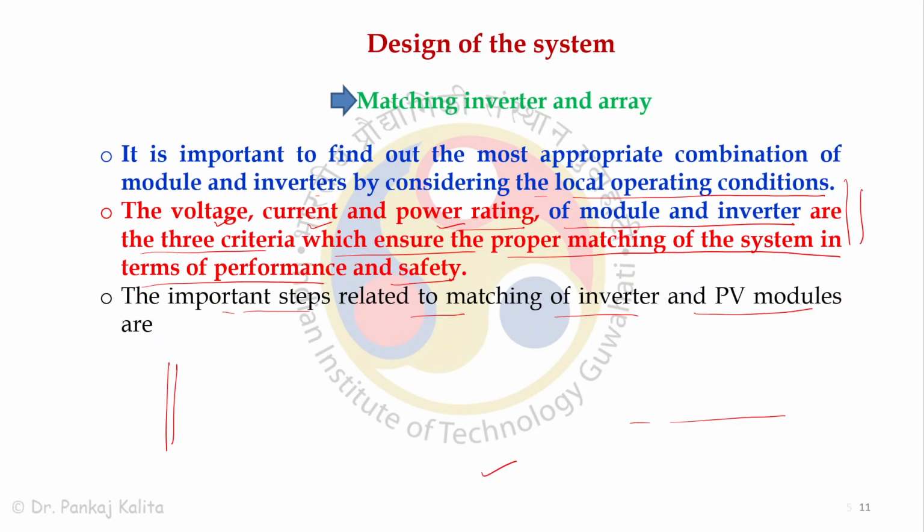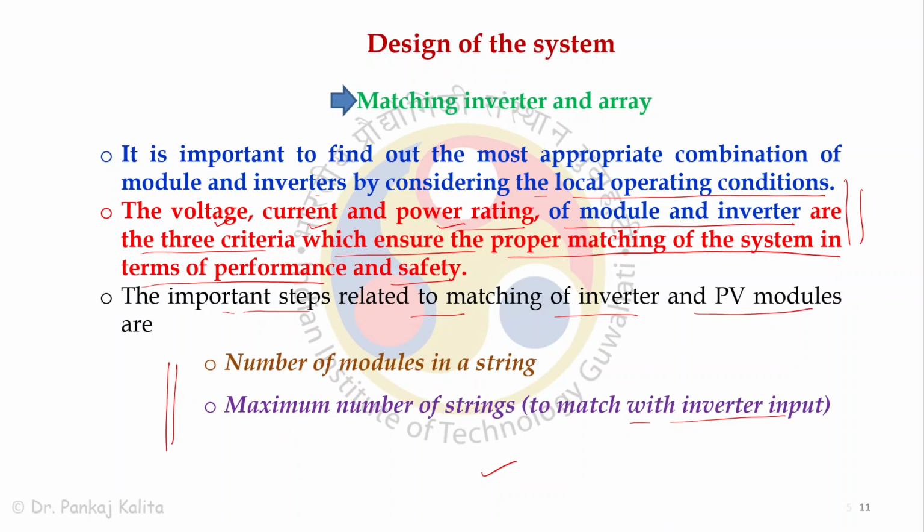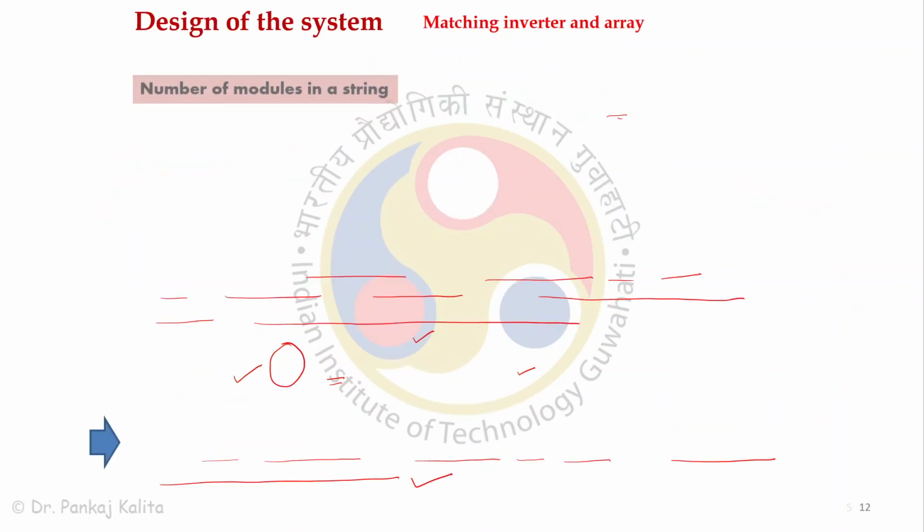So it is very important to match this inverter and array to find the appropriate combination of module and inverter by considering the local operating conditions. The voltage, current, and power rating of the module and inverter are three criteria which ensure the proper matching of the system in terms of performance and safety. The important steps related to matching of inverter and PV modules are the number of modules in a string, the maximum number of strings to match with, and matching the power rating.